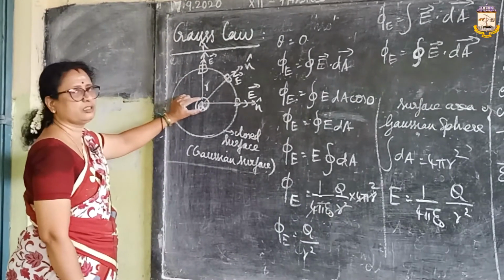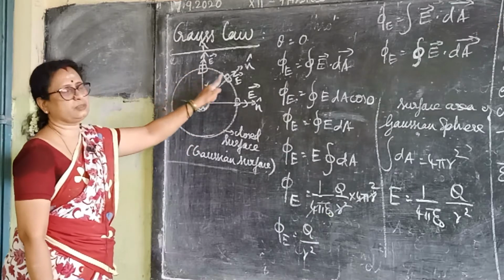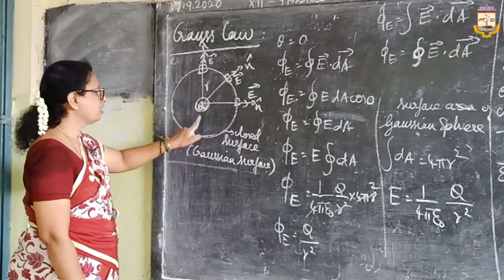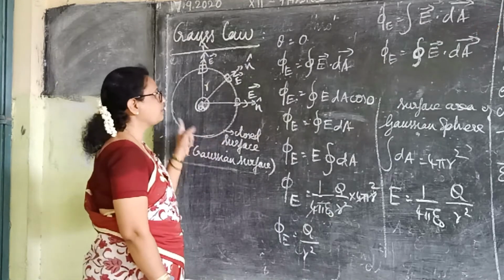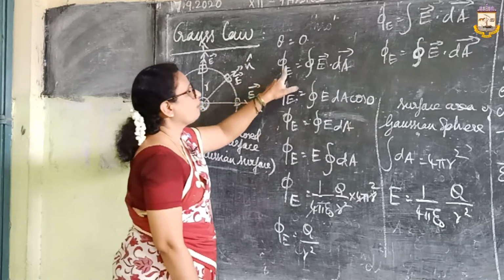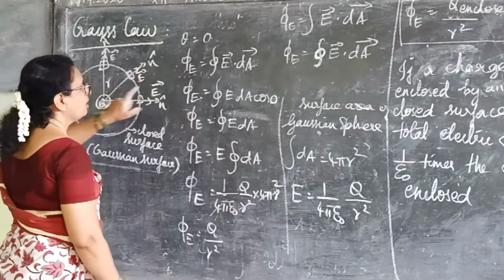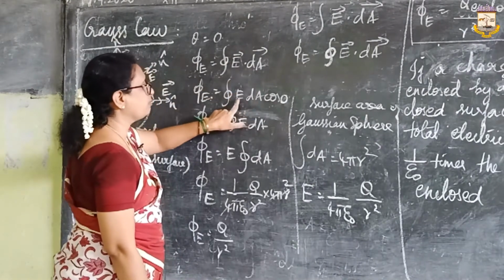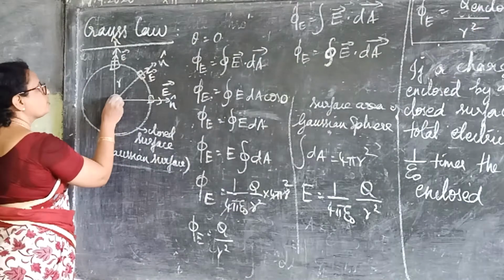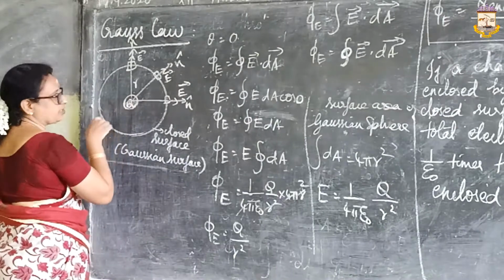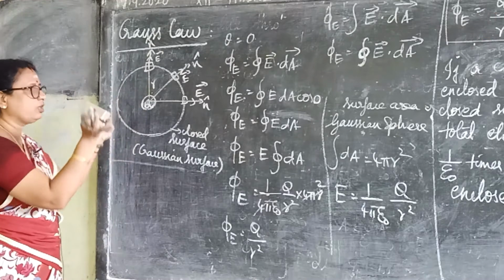So Q is a point charge, and we are going to imagine a closed sphere around this point charge. This imaginary closed surface is called the Gaussian surface, and it is spherical in shape. According to the formula, phi e is equal to closed integral E vector dot dA vector. Now this E vector dot dA vector is nothing but E dA cos theta. Since it is a point charge, it has electric field emanating in all directions over the whole sphere.